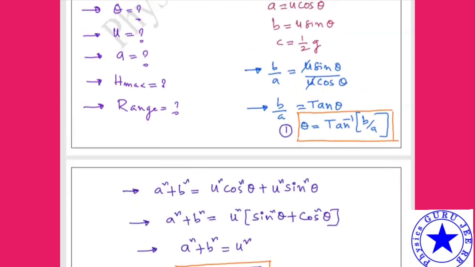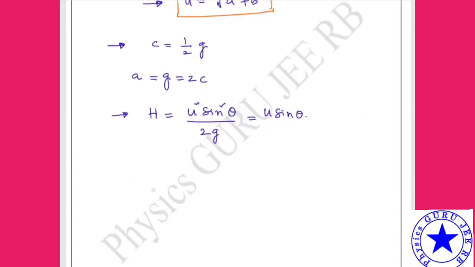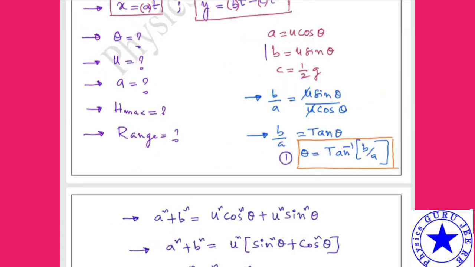Now maximum height we want. What is the formula for h maximum or maximum height? U square sine square theta divided by 2g. Am I right? 2g. Now how I can write this one? U sine theta into u sine theta, u sine theta already there. U sine theta whole square I'll write divided by 2g. Now we can substitute u sine theta. What is u sine theta we have? Can anybody tell? B is nothing but u sine theta.